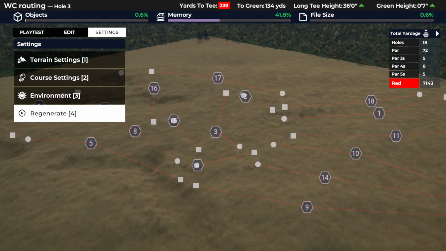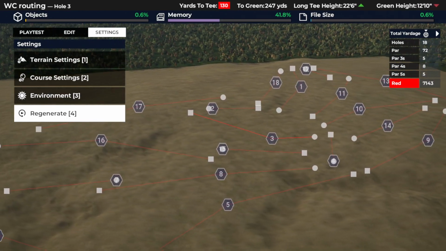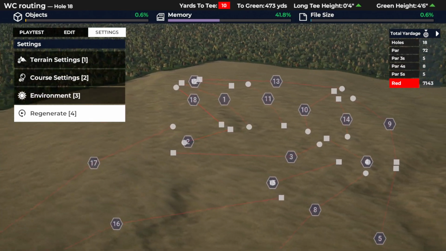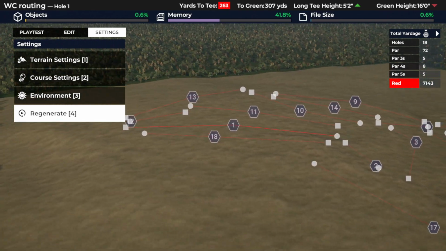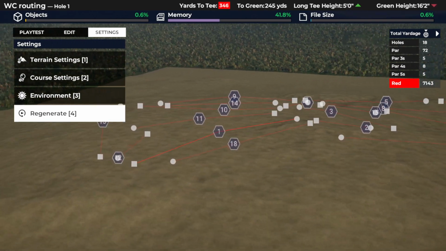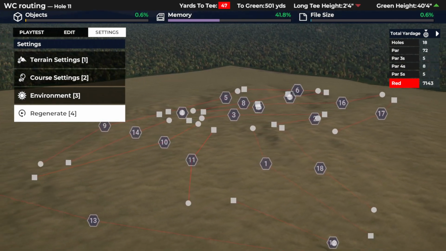First of all, it's worth discussing why routing is particularly important. For me, routing is the framework that underpins your entire course. It allows each individual hole to shine and make sure that they can all be really, really good. And basically making sure that the course as a whole is greater than the sum of its individual parts. It makes sure that you're making the most of the plot that you have.